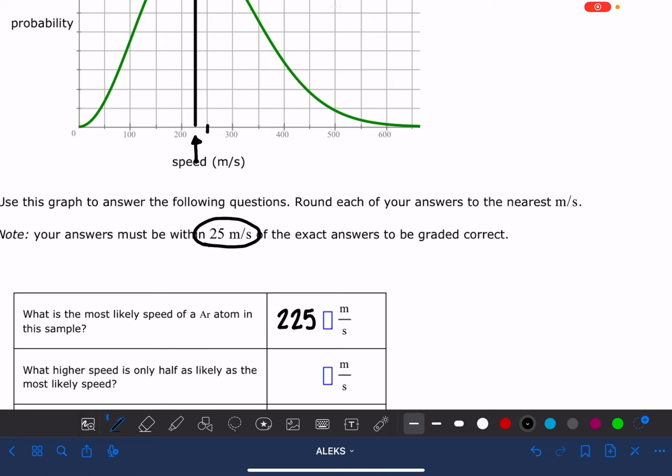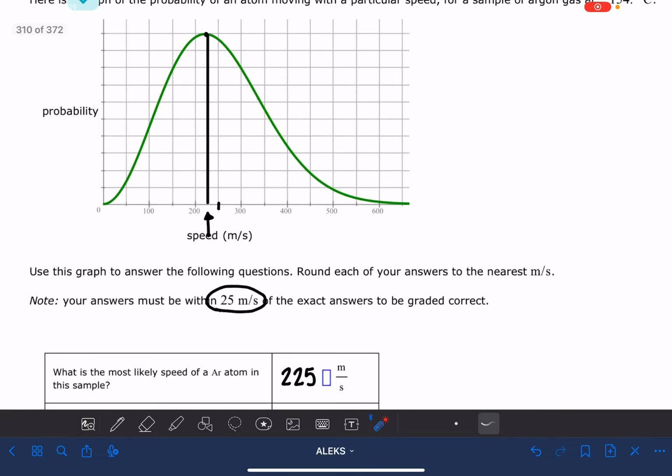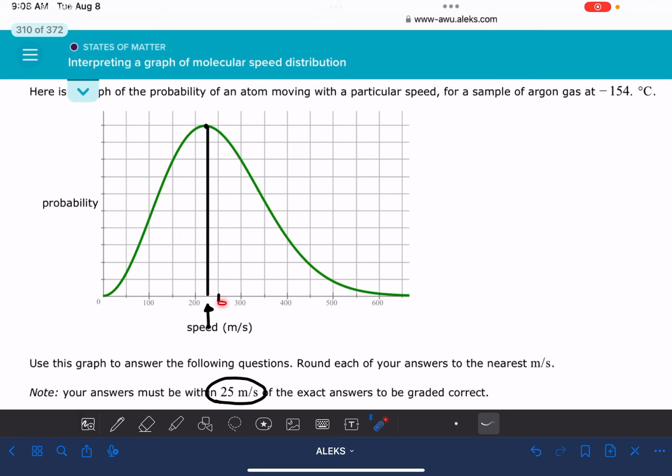The next problem is asking what higher speed is only half as likely as the most likely speed. So that means we want something that is higher and we want something that has half of the probability. Half as likely means half of the probability. So what I'm going to do is make some arbitrary numbers along the probability axis, just to help me find the halfway point. If we're saying that this has a probability of 10, which is nonsense, but if we just go with that number, then half the probability is going to be at 5.